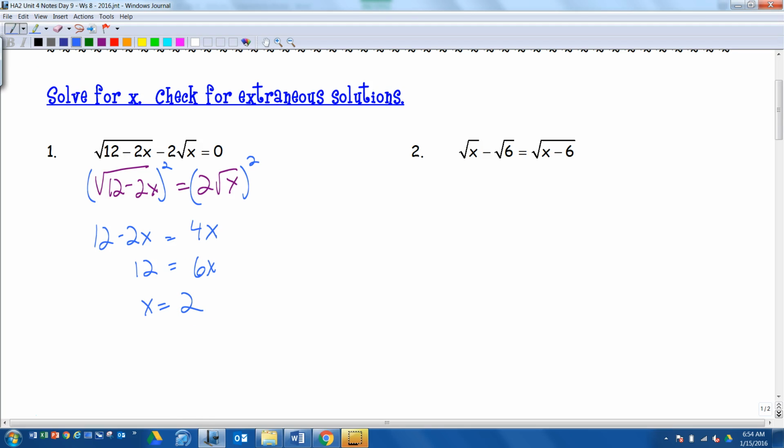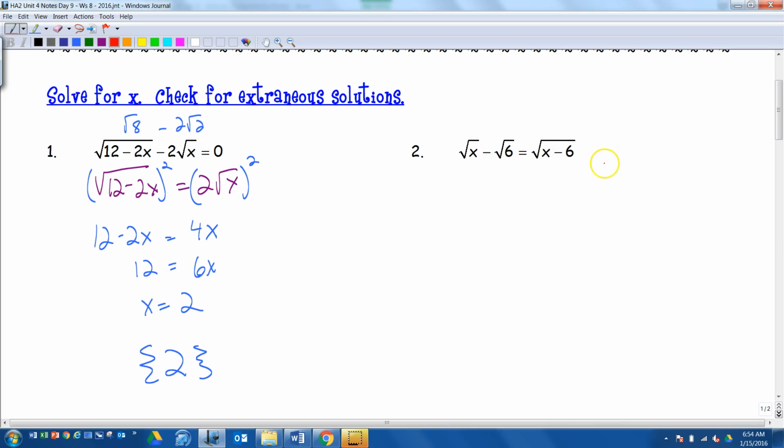But obviously checking my answer showed me that I was not correct. Okay, because it didn't make sense. So let's do it with 2 now. 12 minus 2 times 2 is 8, so that would be root 8 minus 2 root 2. And root 8 is 2 root 2, so that equals 0, so that checks out. So the answer is 2. Okay, second one. And that is why, again, it is important to check your answers.